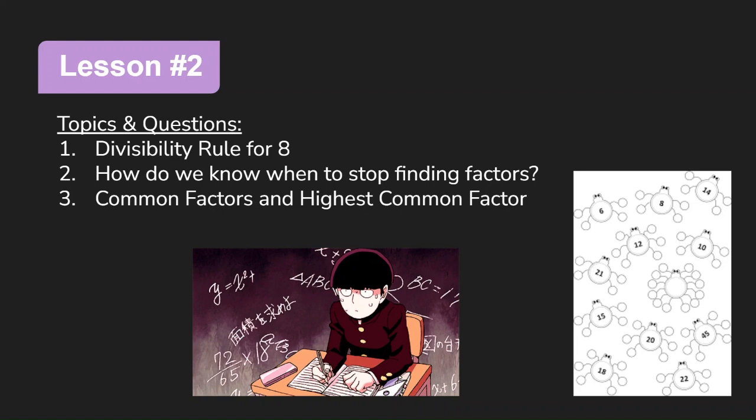The topics and questions we are going to look at today are, firstly, the divisibility rule for 8. I'm going to have you think about why it works, because I want you to think about why these rules work. And then we'll talk about how we know when to stop finding factors. I heard that that was a question in class, so we're going to address that. It's a really good question. And thirdly, we will talk about common factors and the highest common factor. We'll do some questions and problems around that.